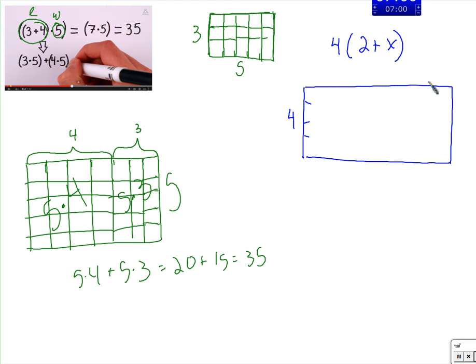Then we need this side to be 2 plus x. So let's look at the 2 part. That's 1, 2. There we go. Now the rest of this is an unknown quantity x.